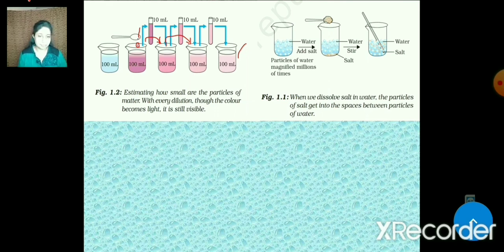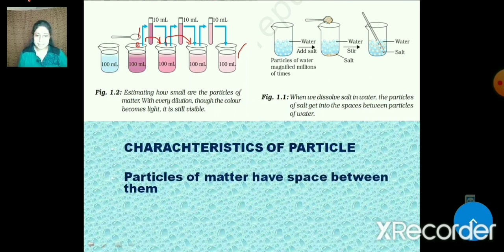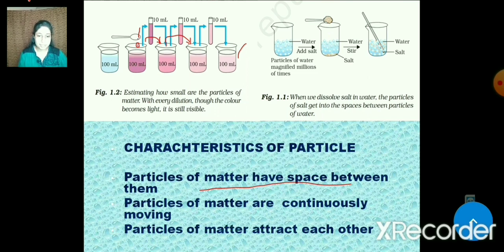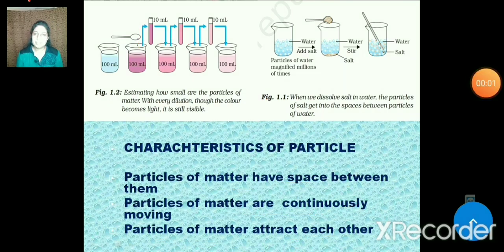Now there is another experiment also, but before that we will go through the nature of the particles. The first nature is particles of matter have spaces between them. The second nature is particles of matter are continuously moving. And the third nature is the particles of matter attract each other. So, we got three characteristics. Particles of matter have spaces between them, particles of matter are continuously moving, and particles of matter attract each other. So, now let us explain the first nature, that is, particles of matter have spaces between them.